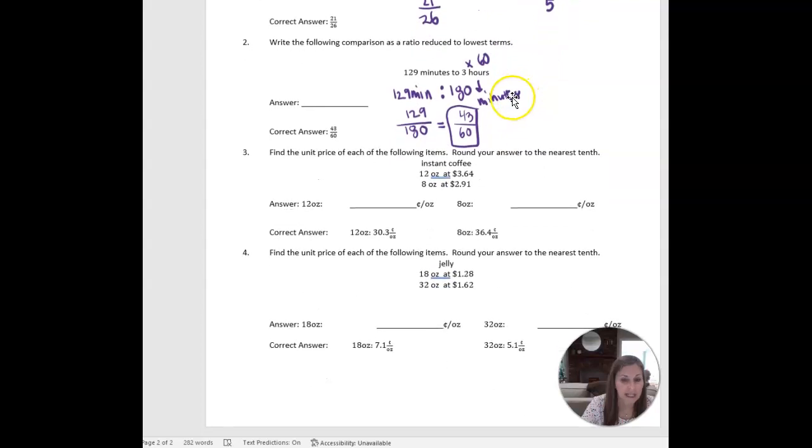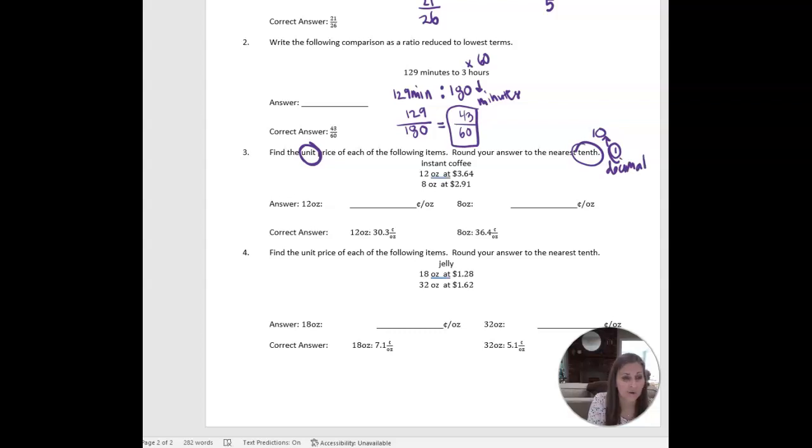Now, this one on Hawks is kind of tricky. Just make sure you read the problem and answer it in the order that they ask you. So they say find the unit price. Okay, unit price means you're trying to find out the price per 1 unit. In this particular case, our unit is ounces. Round your answer to the nearest tenth. Now remember tenth is written like this, and since that has 1 zero, we're going to go 1 decimal place. That's very important. Hawks will not give you credit if you do not round properly.